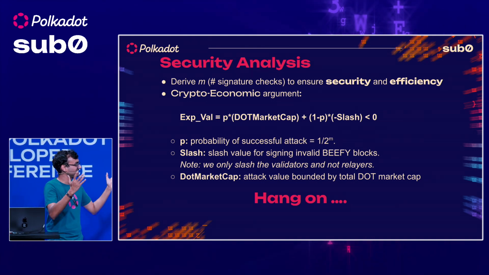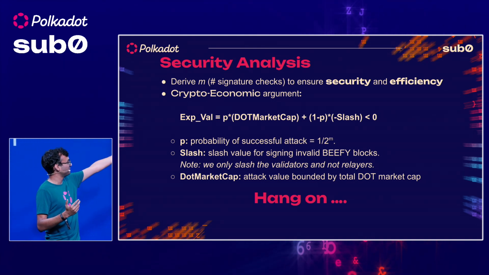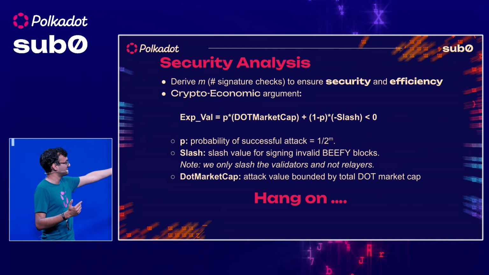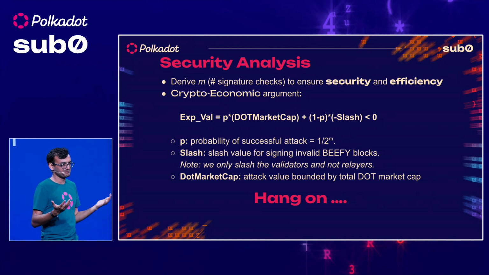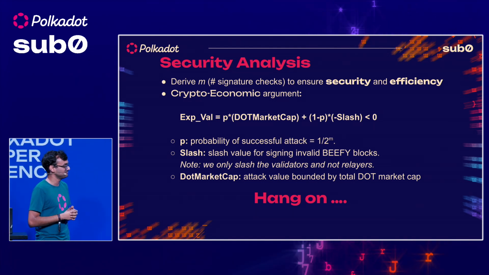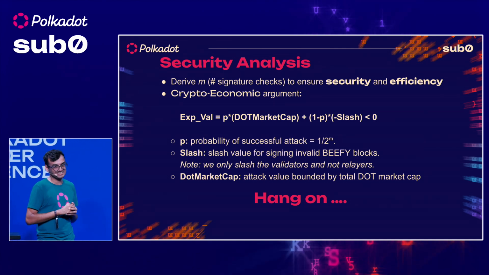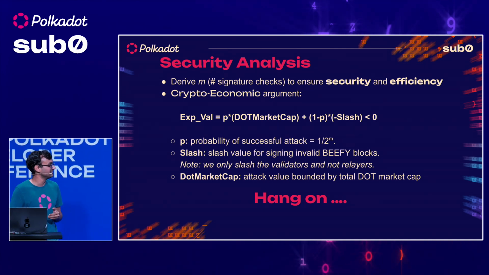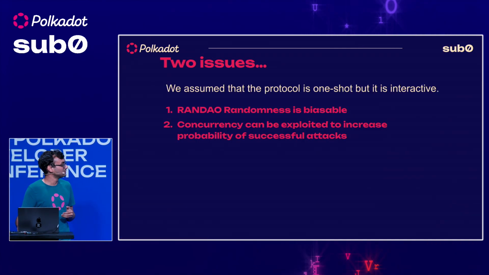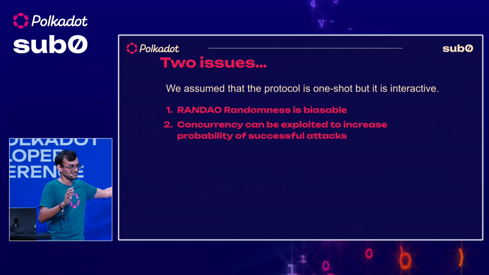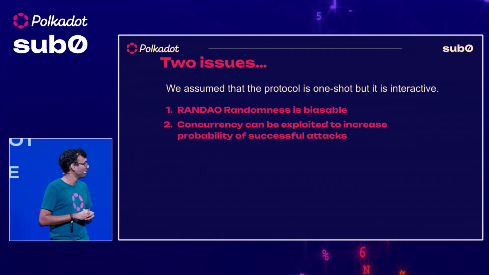So this looks like we've come up with the right M, which ensures that the bridge is safe and efficient, right? But hang on, there are a lot of details that are missing in this simple analysis. There are two main issues in the slide that I showed you before.